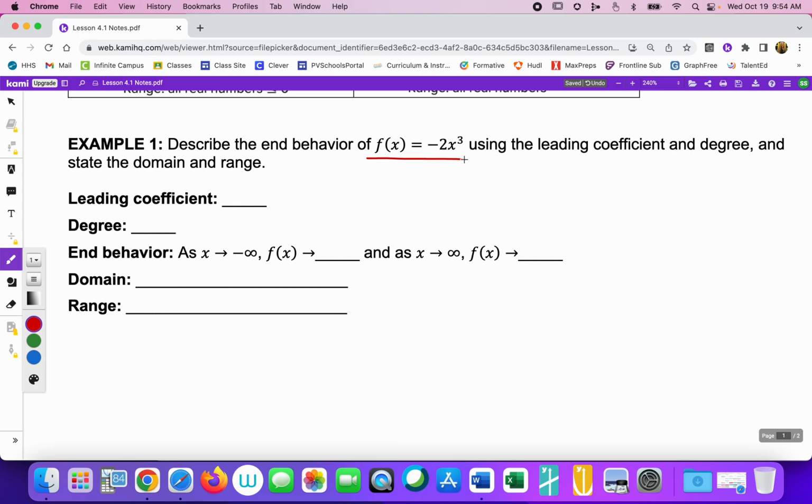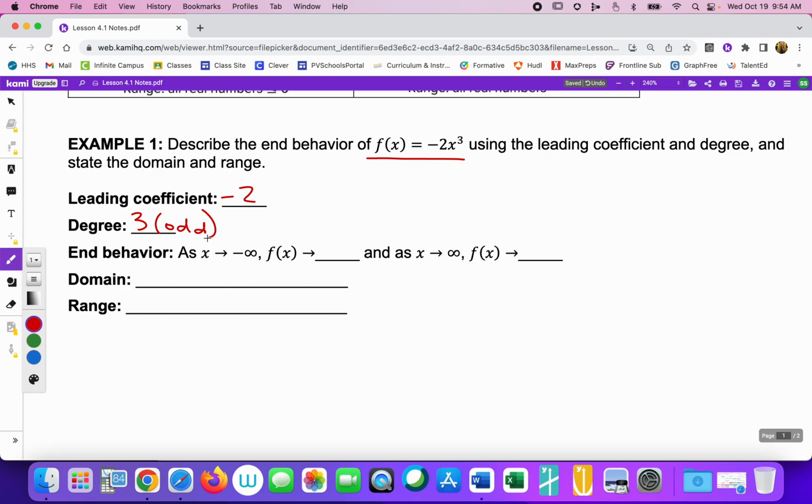So we're going to describe the end behavior of f of x equals negative 2x to the 3rd using the leading coefficient and degree, and state the domain and range. Okay. What is the leading coefficient on this one? It's negative 2. So it's a negative number. What's the degree? It's 3. And what type of number is 3? Odd or even? It's an odd number.